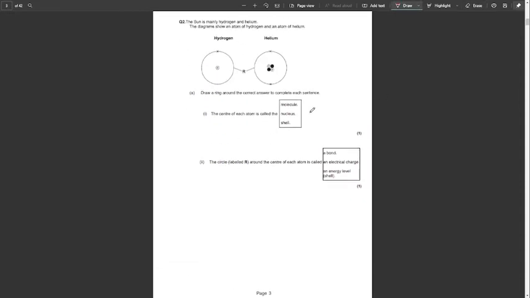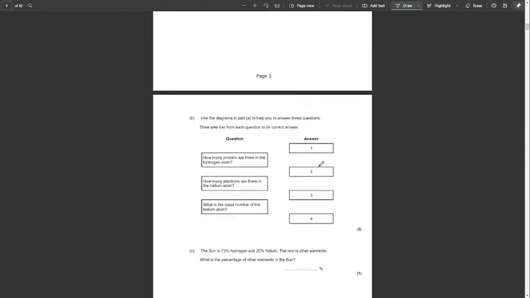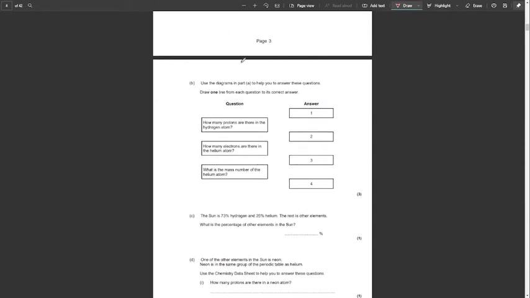The circle labelled R, around the centre of each atom is called a bond, an electrical charge, or an energy level or shell. I'll leave you to answer that question on your own. Use the diagrams to part A to help you answer these questions. So it said, use the diagrams to part A.